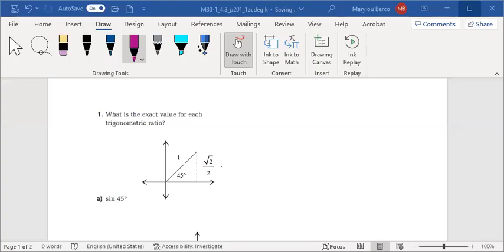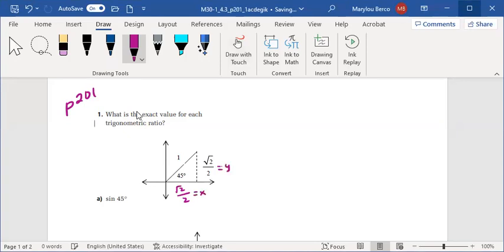Okay, let's take a look at page 201, number 1. What is the exact value for each trig ratio? Sine 45 degrees. Well, for a 45-degree triangle, we have root 2 over 2. This side would be root 2 over 2, and this will be 1. So here is my y, and here is my x, and 1 is my radius.